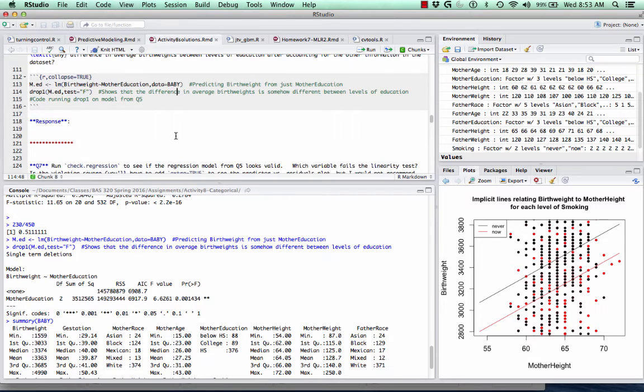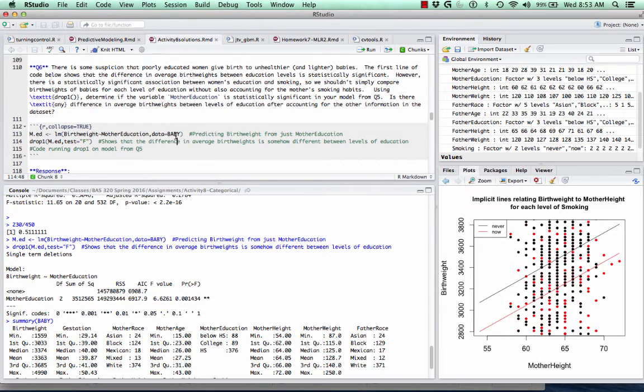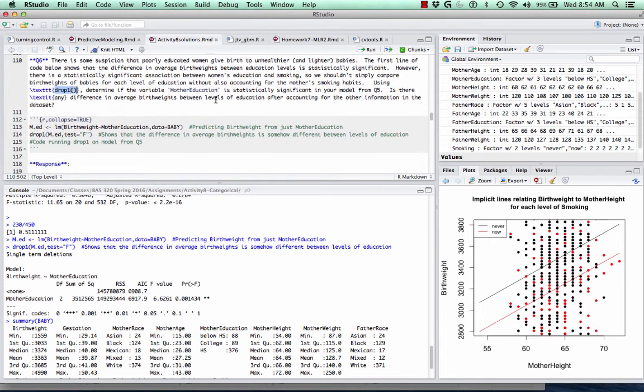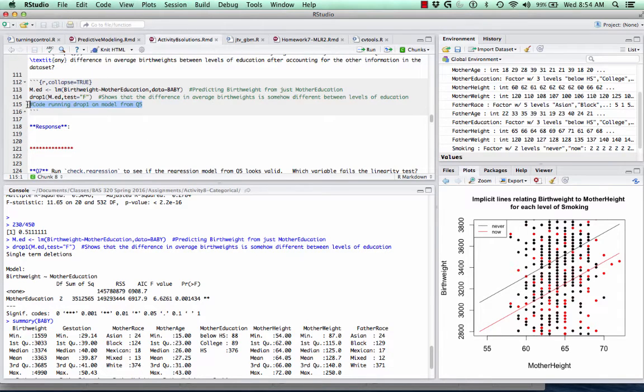birth weights here. All right, so let's look at the drop 1 command applied to our model predicting birth weight from all the predictors to see if we do see any leftover differences in the average birth weights between the levels of education after we account for all the other variables in the data. So let's just go ahead and do drop 1 on that model where we predicted birth weight from everything. So we'll run the drop one command.